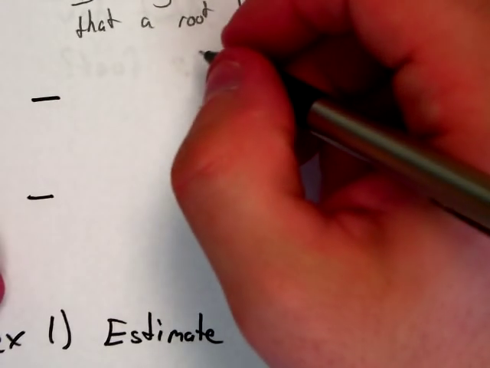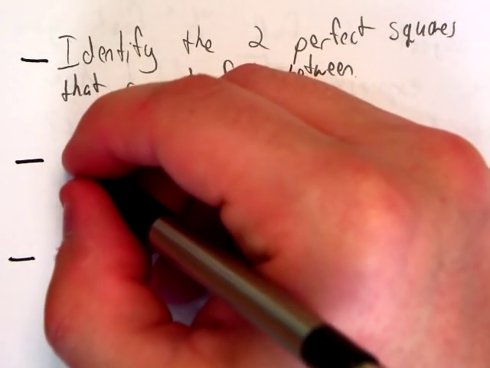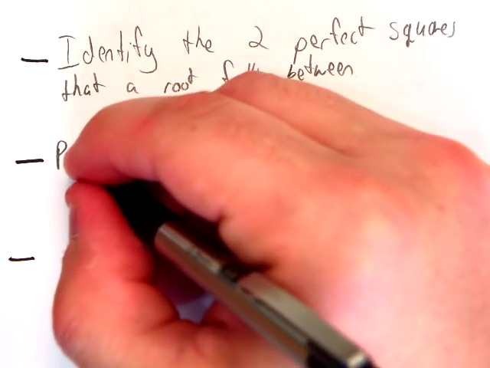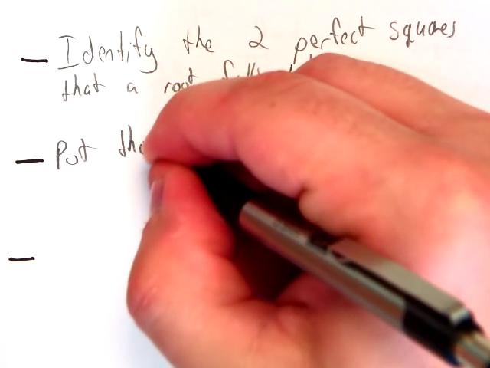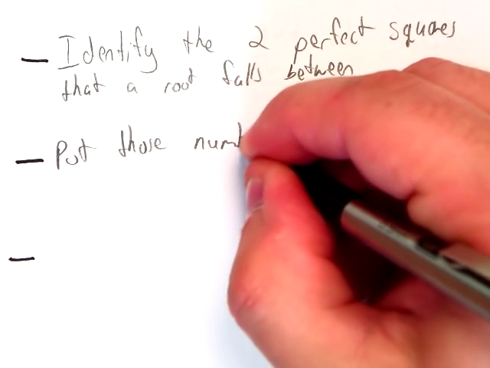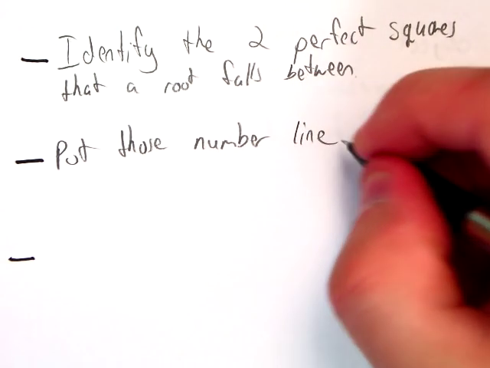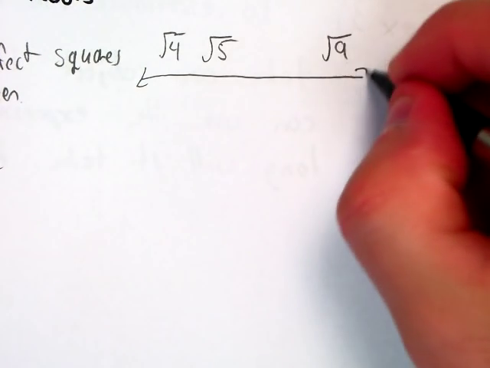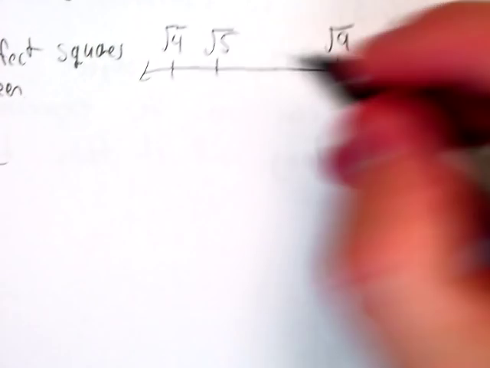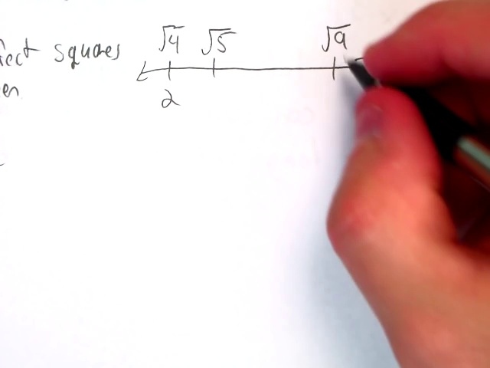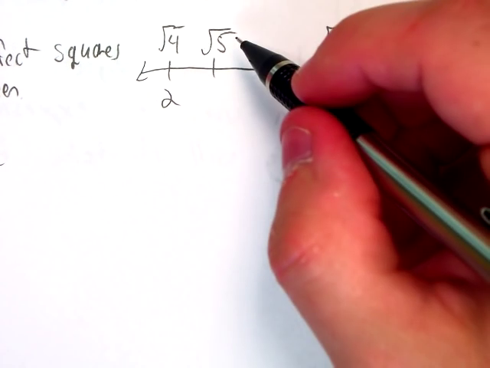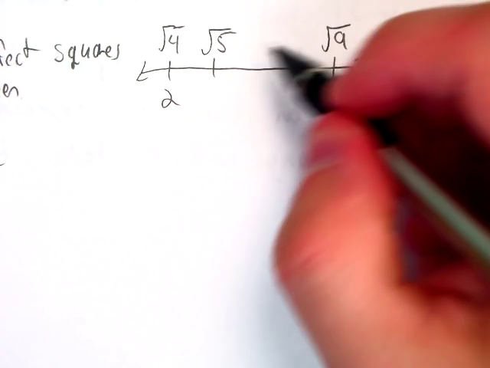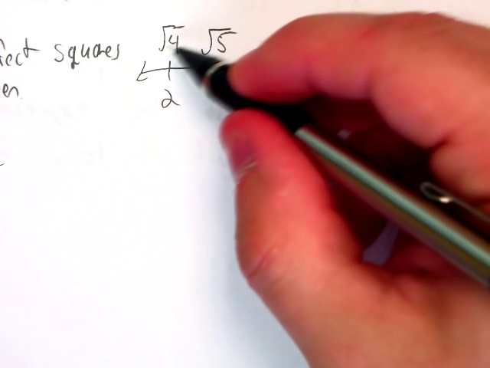Next thing that we're going to do is we are going to put those numbers on a number line. So we would have a number line like this, where the square root of 4 is 2, the square root of 9 is 3, and then square root of 5 is closer to the square root of 4 than it is to 9, so 5 would be closer over here to 4.